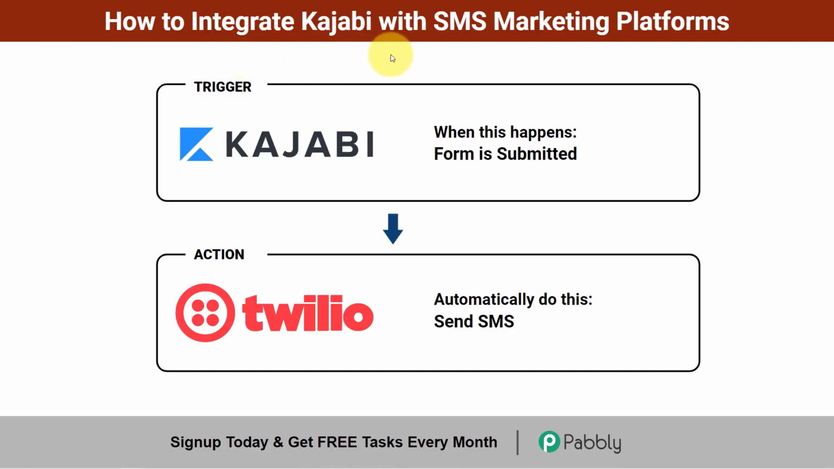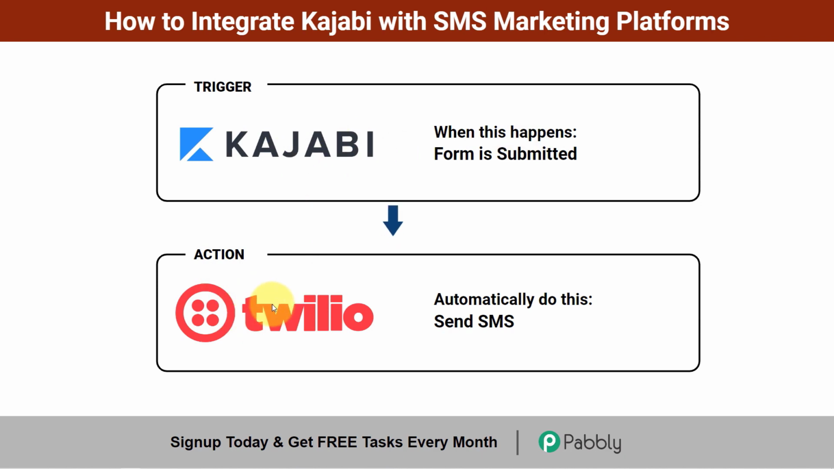How to integrate Kajabi with SMS marketing platforms. Kajabi is an online course selling software, and it does not have any native integration with SMS marketing platforms such as Twilio or SMS Horizon. Here I am going to teach you how you can integrate Kajabi with an SMS marketing platform such as Twilio, so that whenever the form is submitted in Kajabi, an SMS will automatically get sent to the same form submitter. Since there is no direct connection between these applications, we are going to connect these two applications with the help of Pabbly Connect.